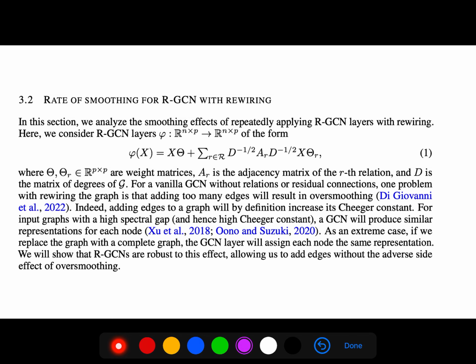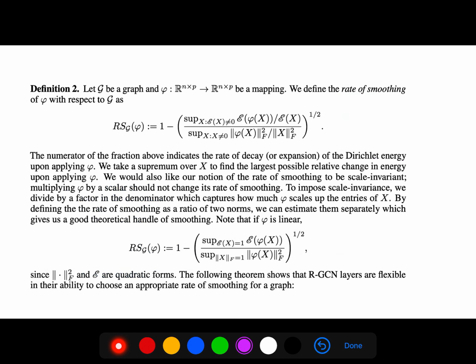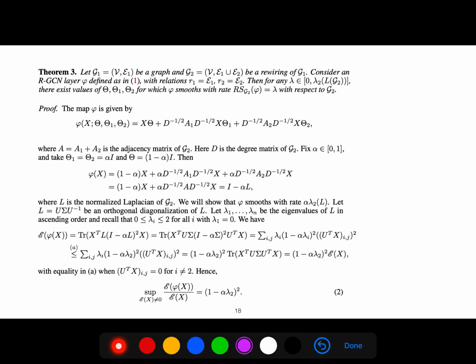So in this section, we analyze the smoothing effects of repeatedly applying RGCN layers with rewiring. Define Dirichlet energy. This is not a new one. This is an old idea, Dirichlet energy. And we define the rate of smoothing. And then they have the theorem.